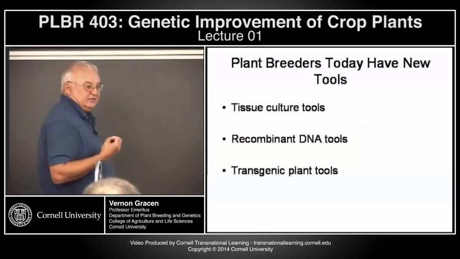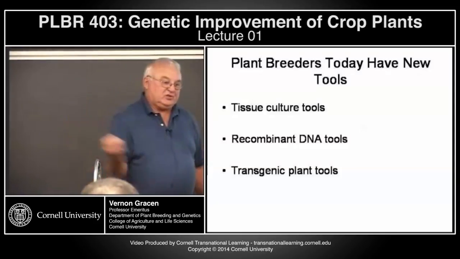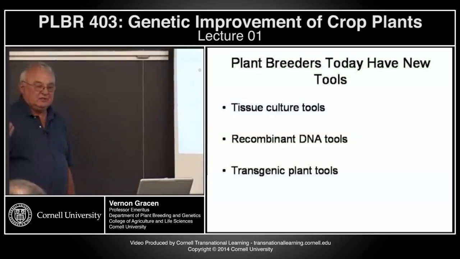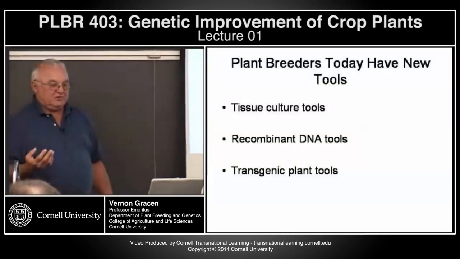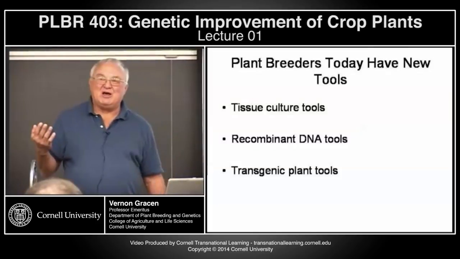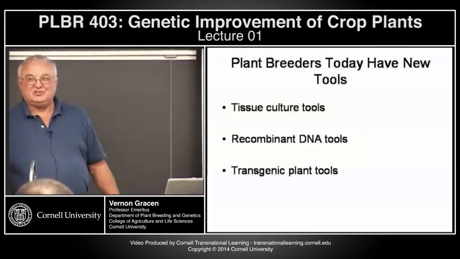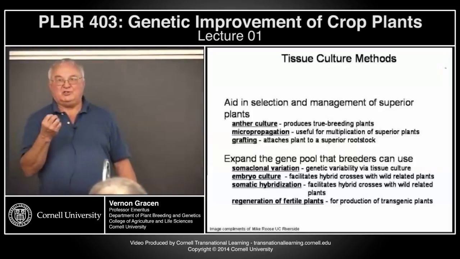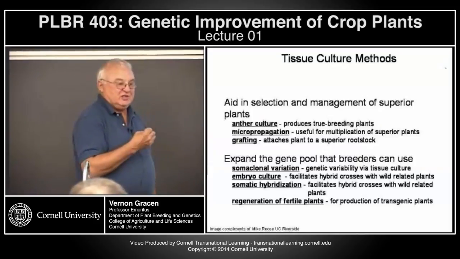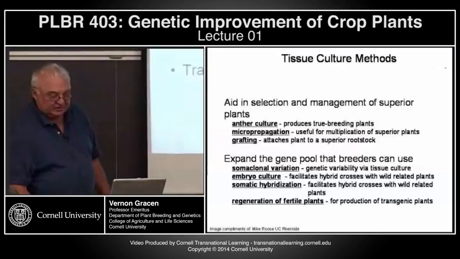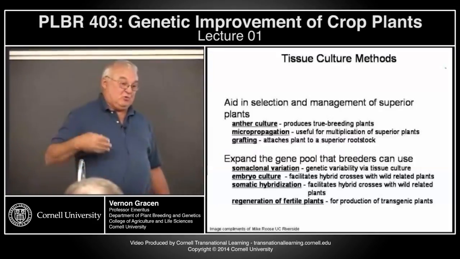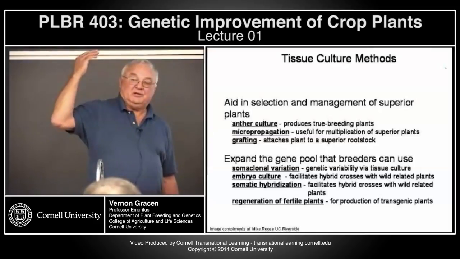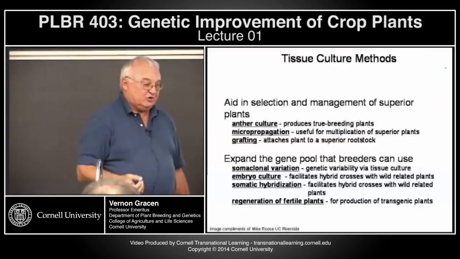All right, so starting about the mid-90s, new tools were developed. Well, tissue culture tools have been around for 50, 70 years. Recombinant DNA tools really were the ones that started up through the mid-90s, and transgenic plants particularly in the mid-90s. Just a preview, we will subsequently have lectures on tissue culture applications and transgenic plants and so on and so forth.